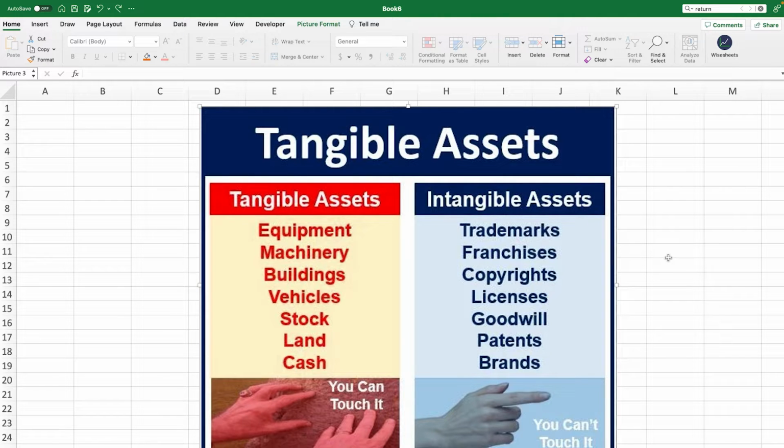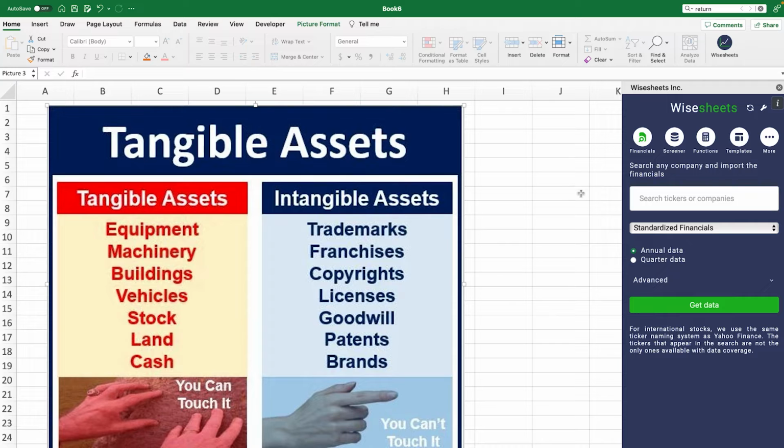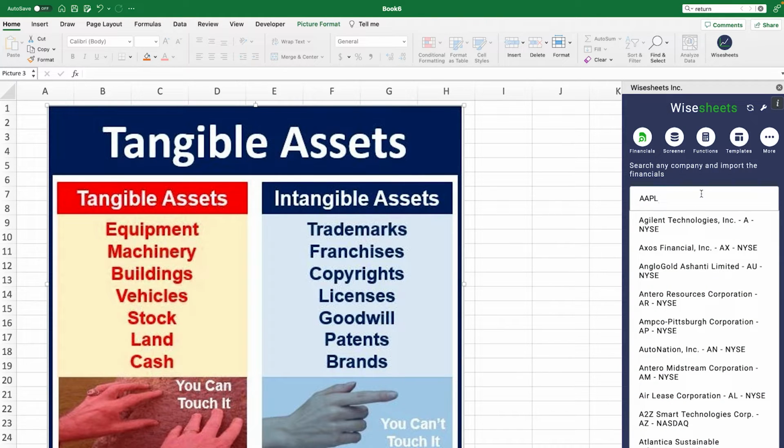Intangible assets, on the other hand, are things like trademarks, franchises, copyrights, licenses, goodwill, patents, etc. And as you can see, what they all have in common is that they are things that you can't physically touch, and they're much harder to sell off and turn into cash. Now let's calculate this number together and learn why this number matters so much for Warren Buffett.